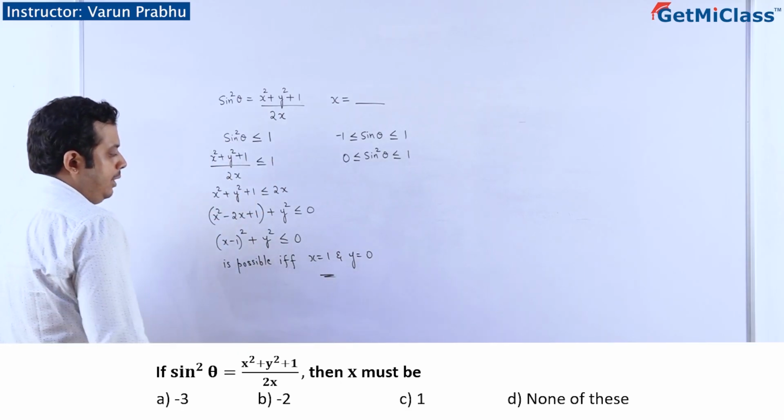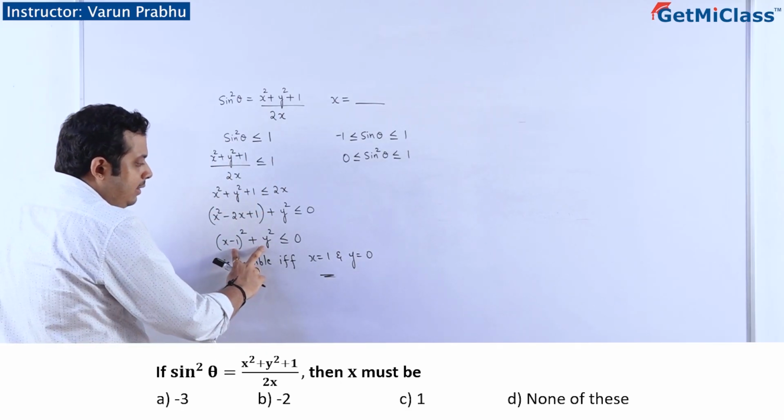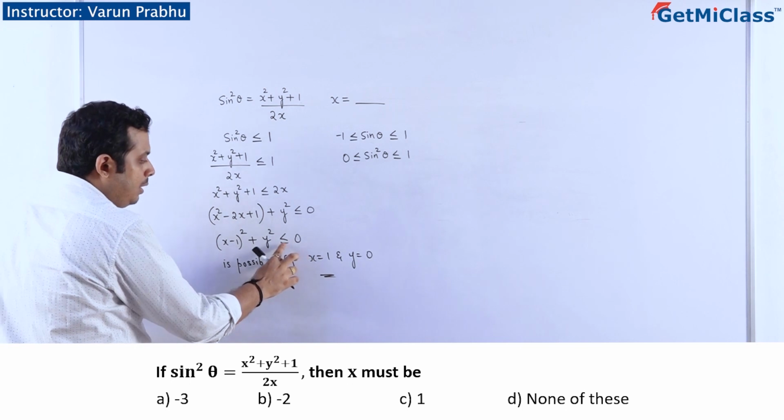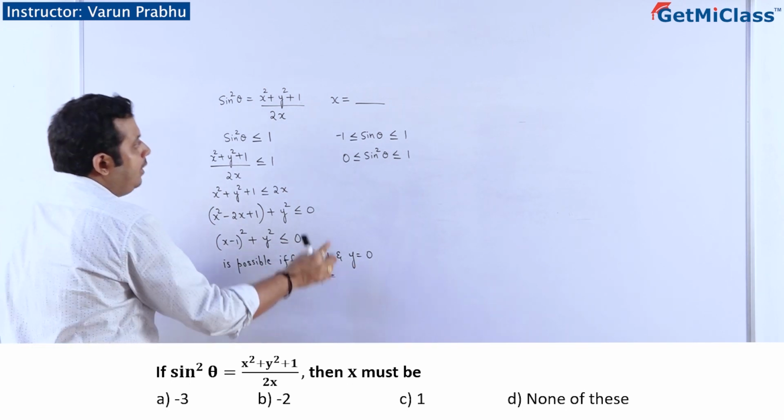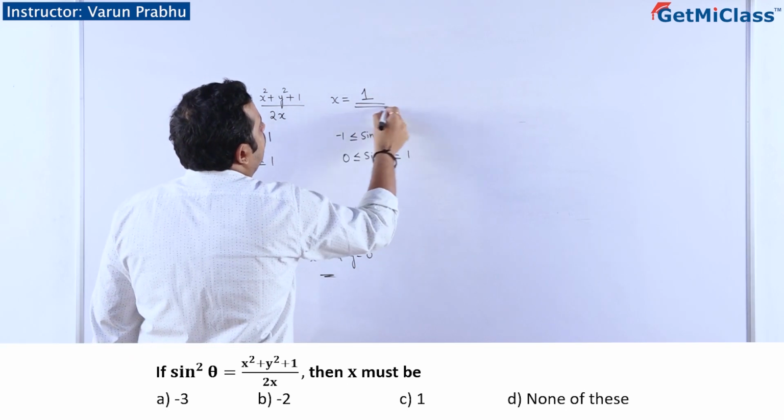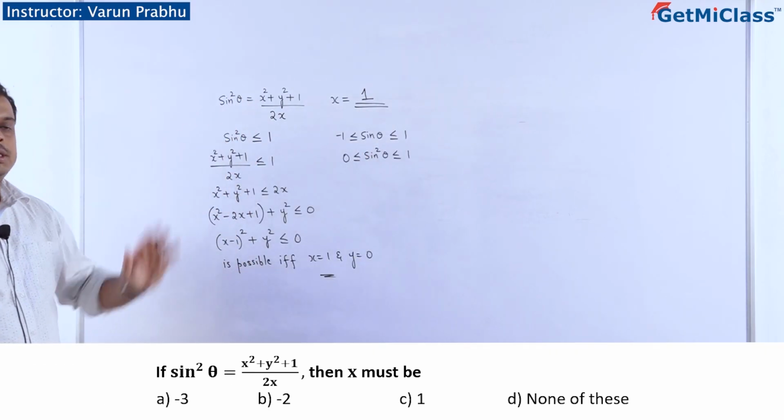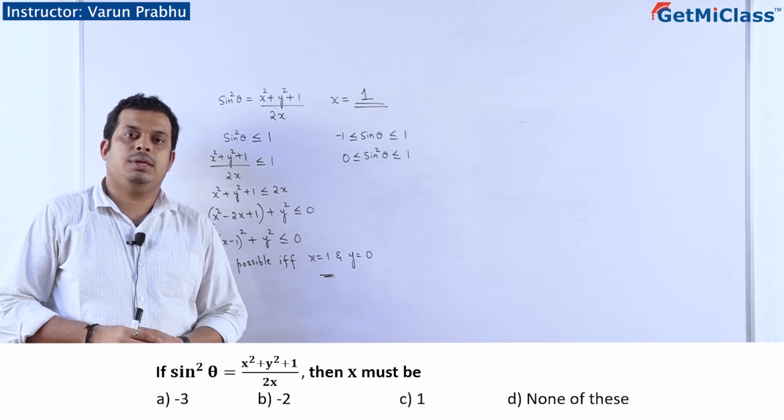That is the only possibility, right? Because squaring and adding the terms cannot give you a negative answer, but it can give you the answer equal to 0 only when x is equal to 1 and y is equal to 0. But here in this case, the question is asking what's the value of x. x is equal to 1 is the answer.